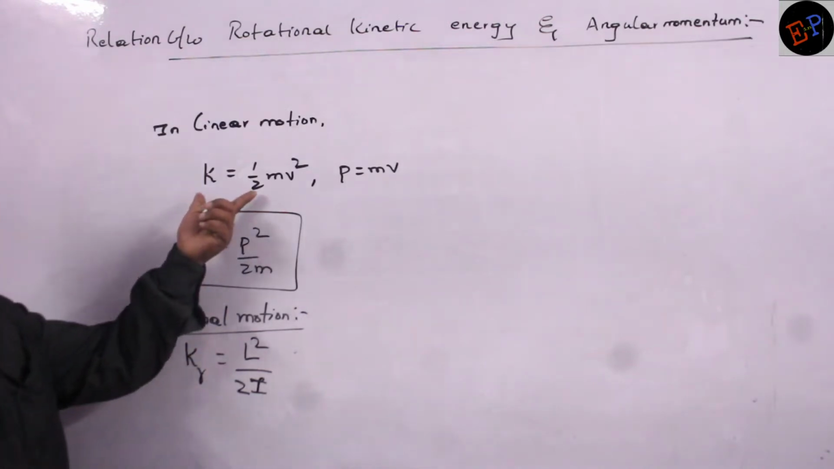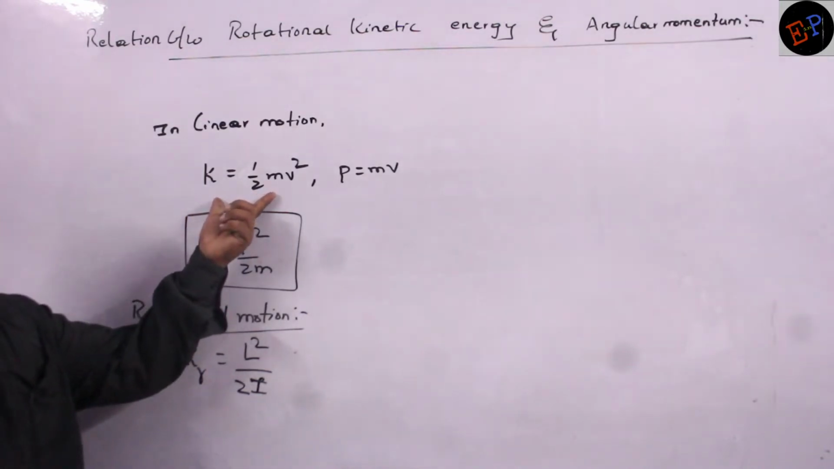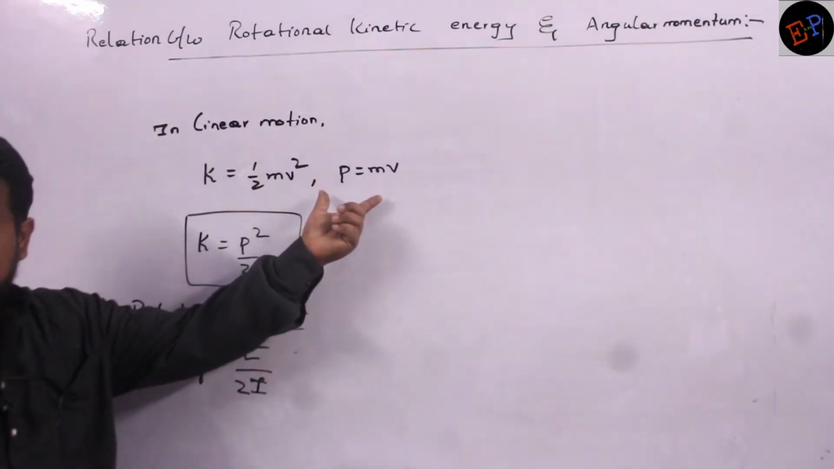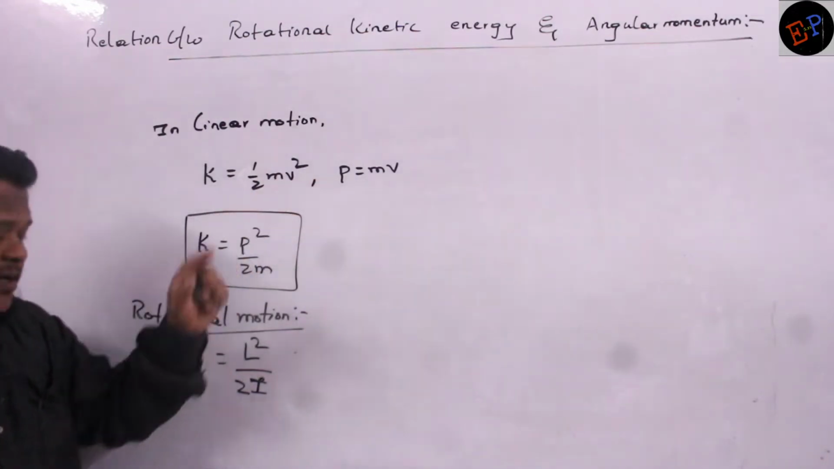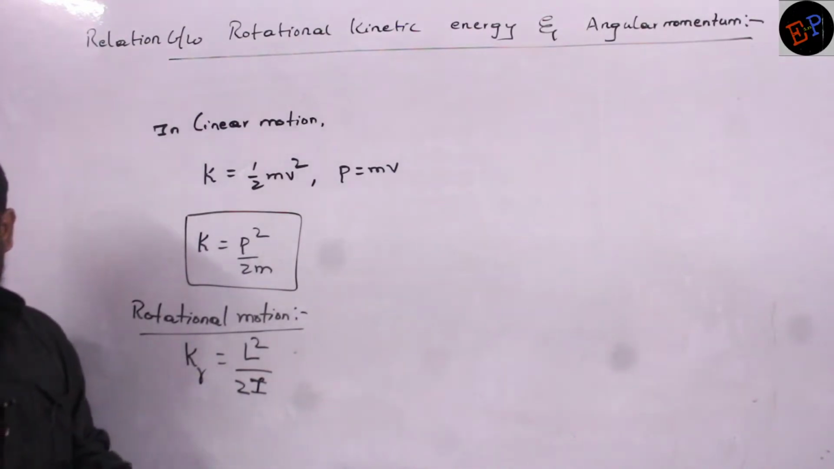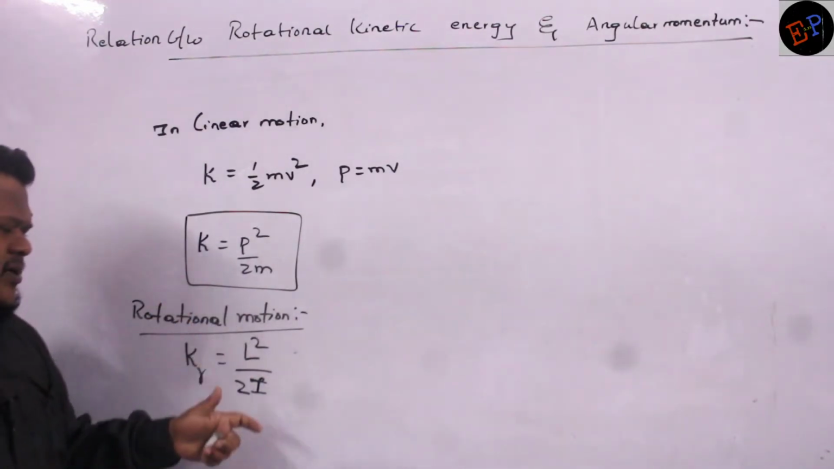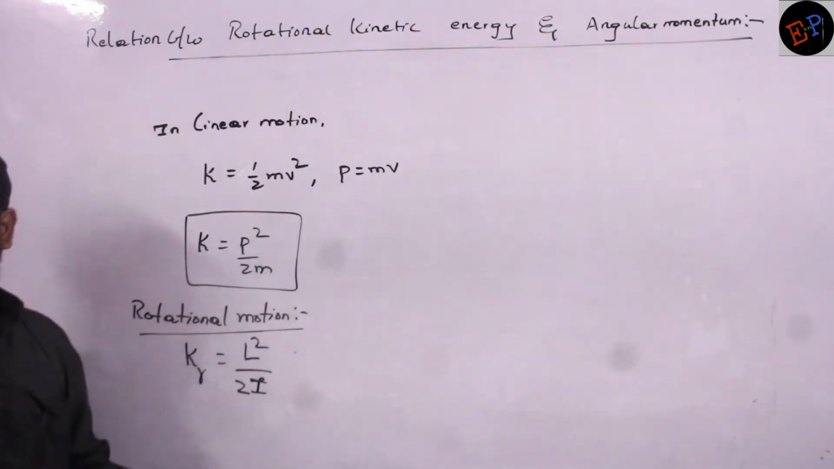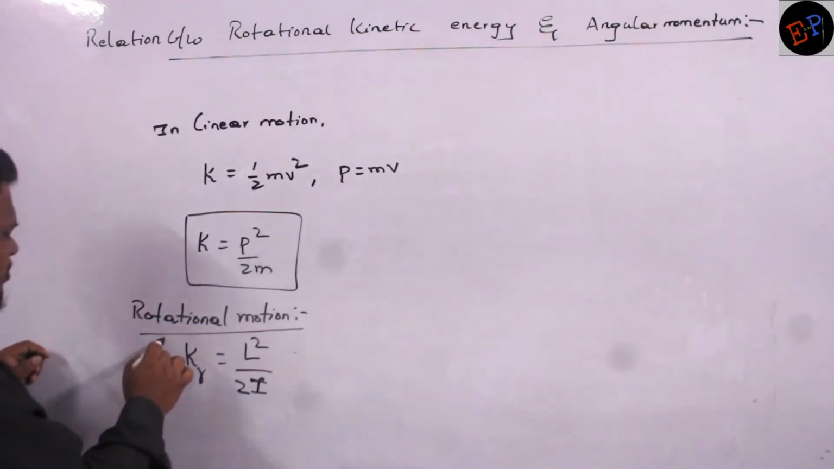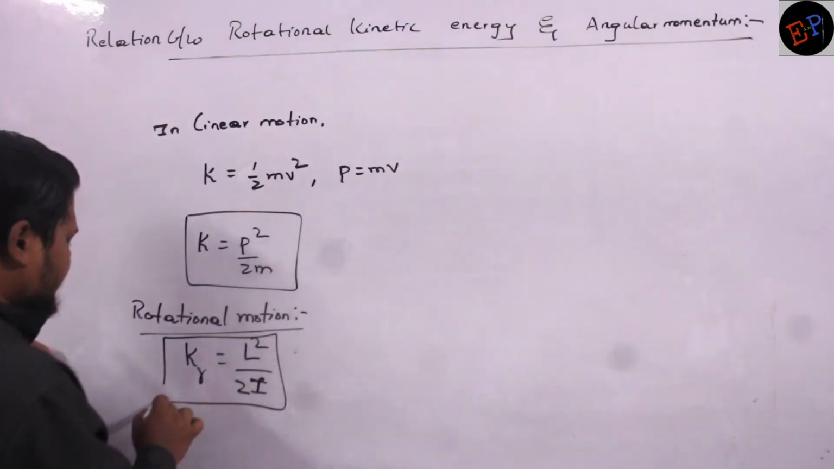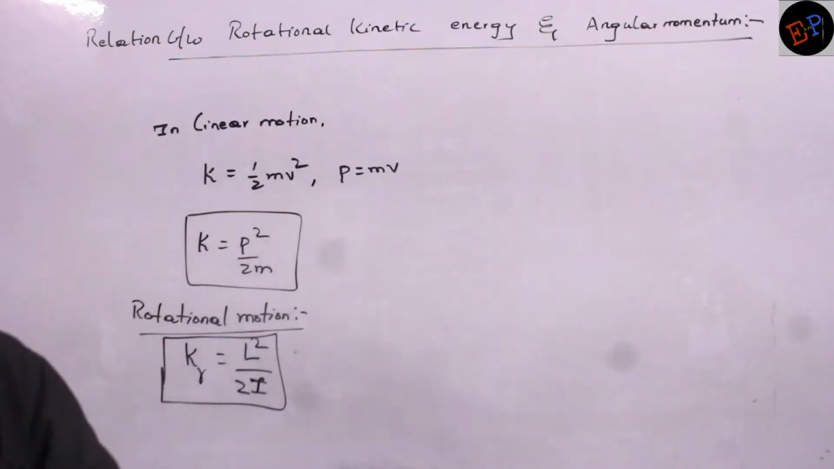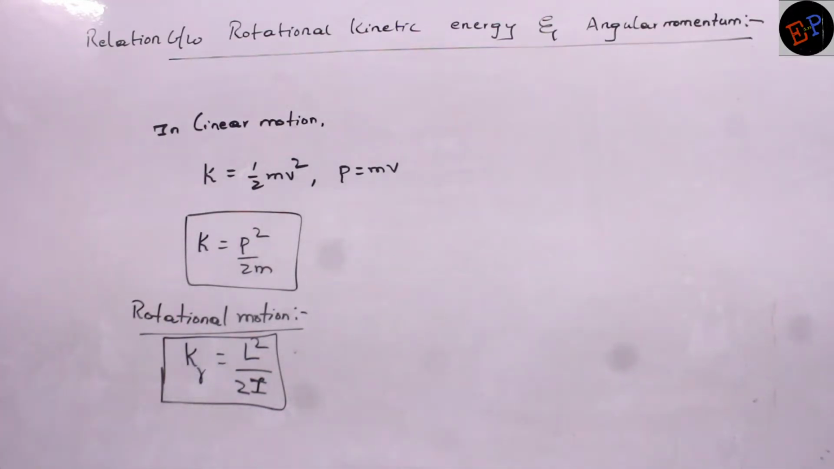Or you can write the equation K is equal to half I omega square, then L is equal to I into omega. Then you divide both of them, and again you will get the same relation. Here we are just writing the relation by using analogy. So K is equal to L square divided by 2I. That is the equation. Clear? Make a note of this.